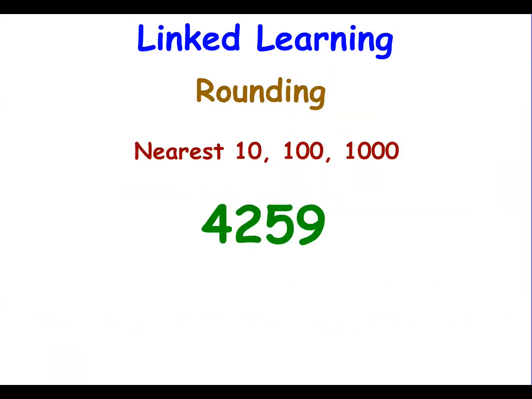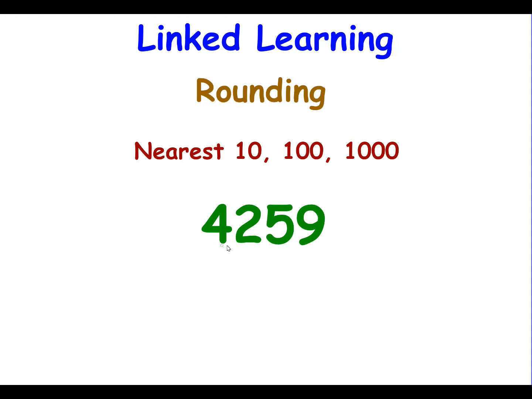More importantly, the other piece of linked learning we've had is when we've done rounding to the nearest 10, 100 and 1,000, which we did in previous lessons. Now, the process for rounding to 10, 100 and 1,000 is exactly the same process for rounding decimals.